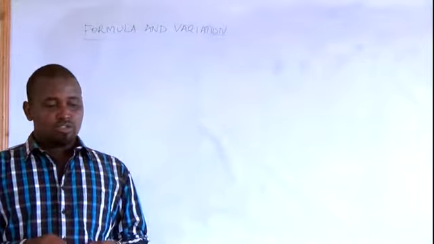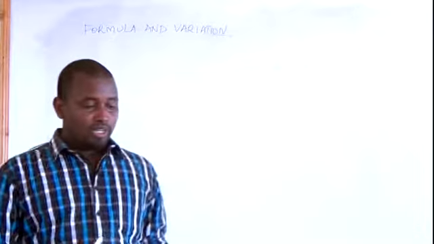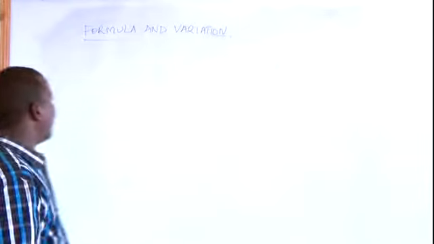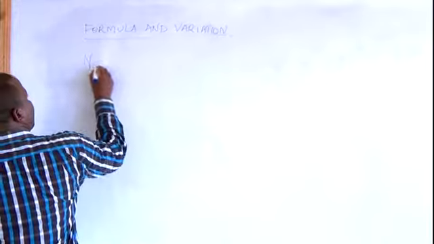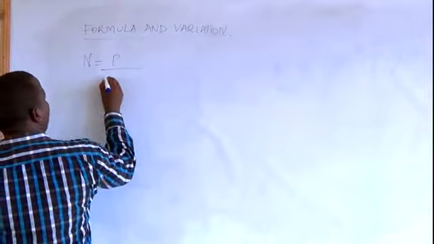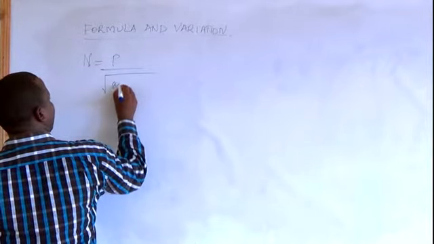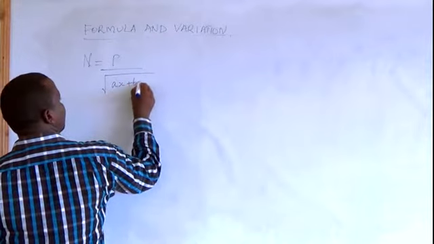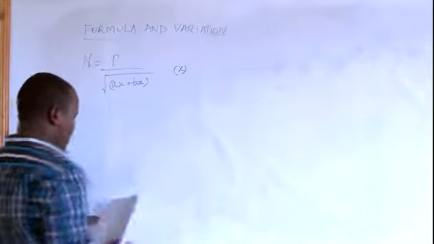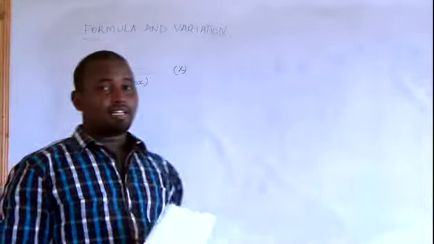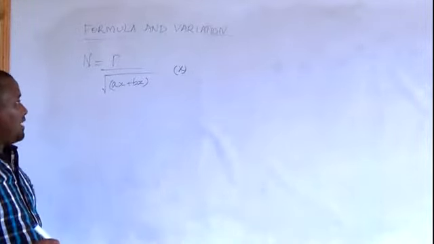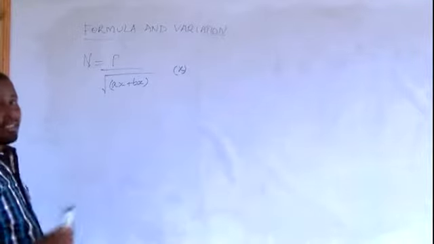So, our first question, question 1: make x the subject of the formula. We are given n is equal to p over the square root of ax plus bx. We are supposed to make x the subject of the formula. In this case, we find that x is under the square root sign. So the first step is to square both sides of this equation.